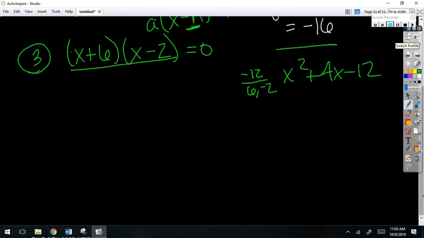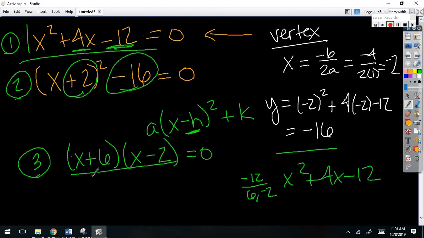So remember, whenever we are factoring to find the zeros, I set each piece equal to 0. So when you do that and solve, it changes the sign. From the factor to the zero, it changes the sign.